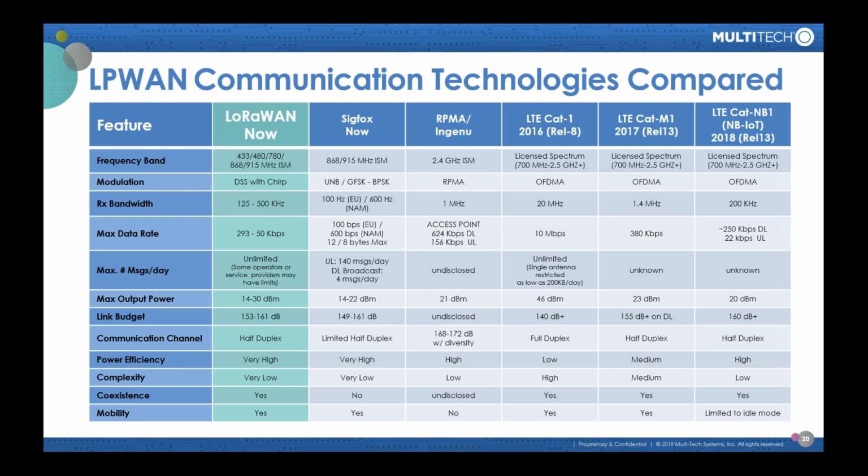One of the things I'll point out is the power efficiency. You can see LoRaWAN and Sigfox are considered very high, Cat-M1 is medium, and Narrowband IoT is considered high. So there's a slight difference there, and that can come up in use cases as you're deciding which technologies to use. The data rates and the link budgets and all that, you can see that here as well.